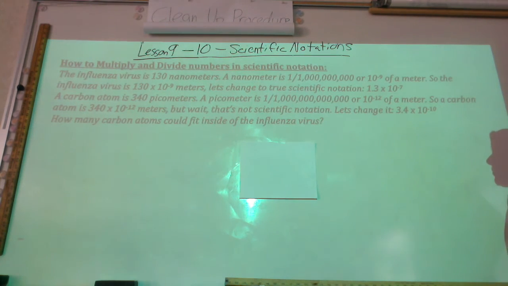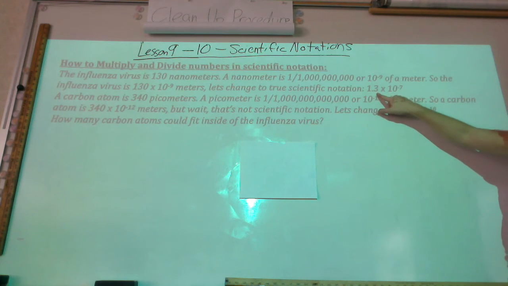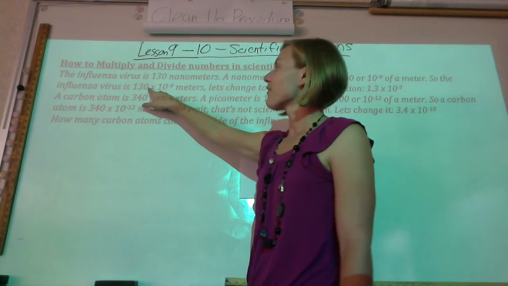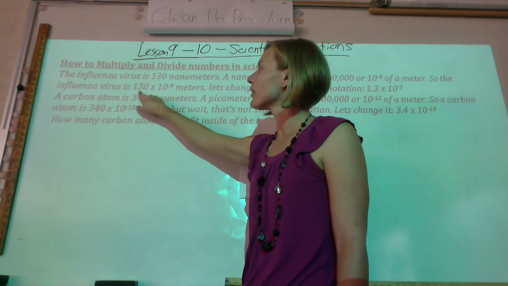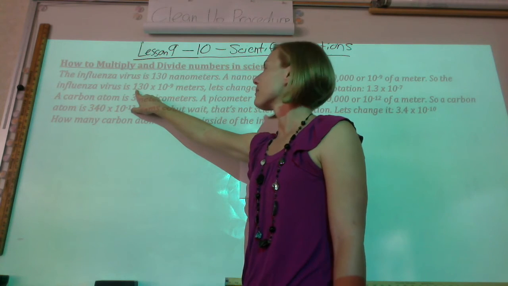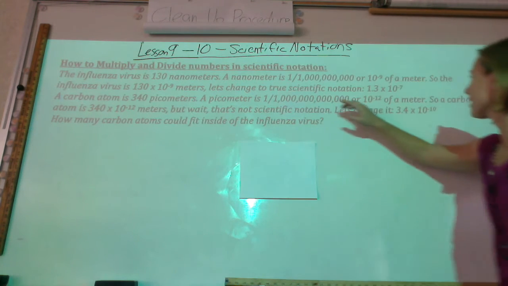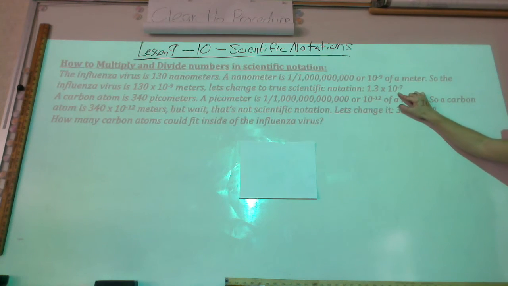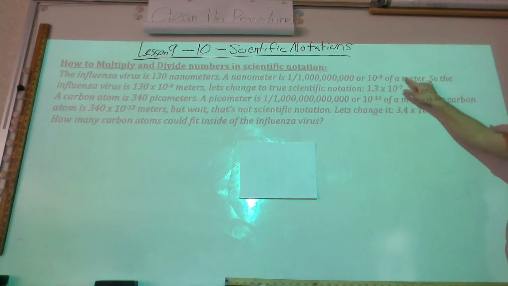Let's change to true scientific notation, which is 1.3 times 10 to the -7. The reason for that is because here we have 130, so we had to move it over 2 places, making this smaller by 2. So we need to make the exponent bigger by 2. So -9 plus 2 gives us -7.